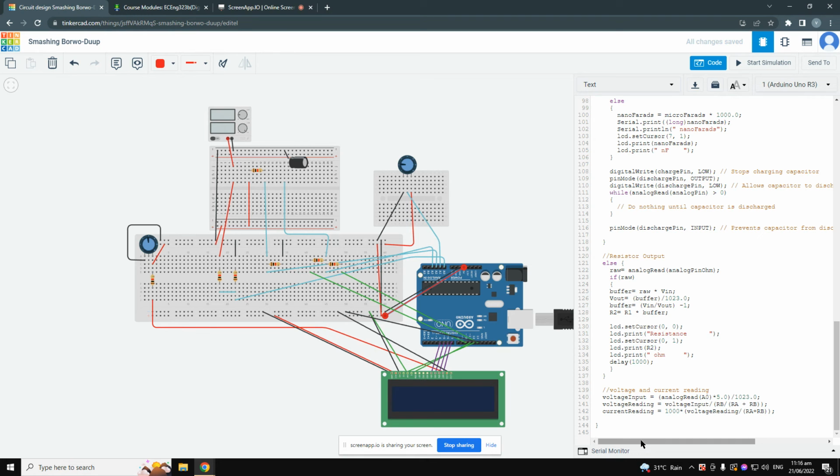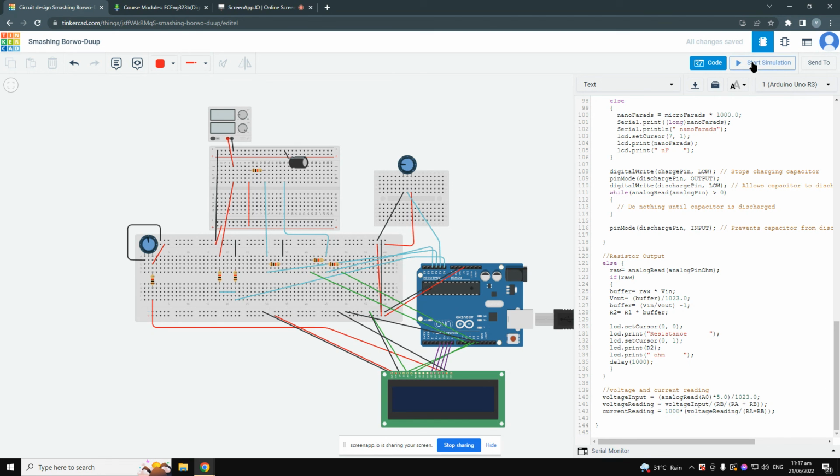So the voltage and the current reading. Voltage input is analogRead pin A0, which is here. This is the pin A0. Voltage input equals analogRead A0 times 5.0 divided by 1023. Voltage reading equals voltage input times RB divided by RA plus RB. Current reading equals 1000 times the voltage reading divided by RA plus RB.